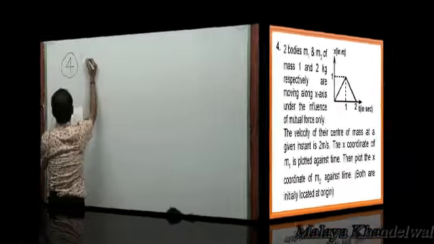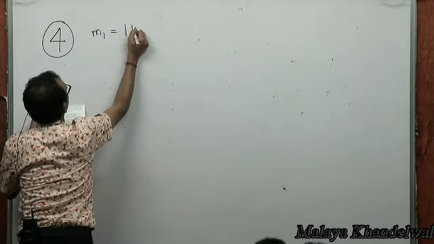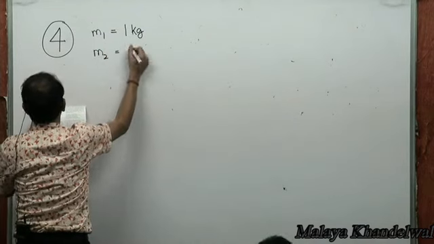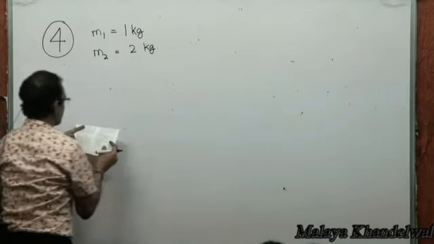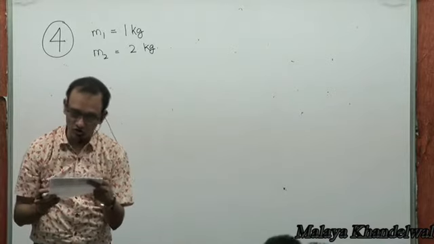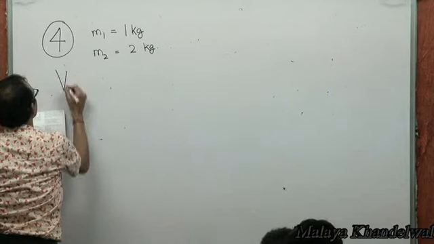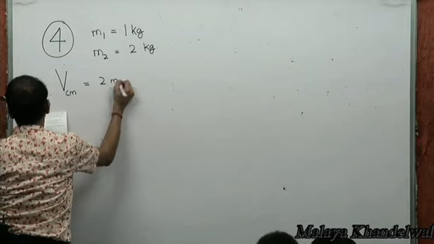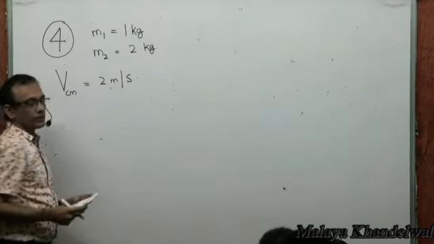There are two bodies, m1 equal to 1 kg, m2 equal to 2 kgs, moving along the x-axis under the influence of mutual force only. Now, the velocity of their center of mass is 2 meters per second. That's given. All right.